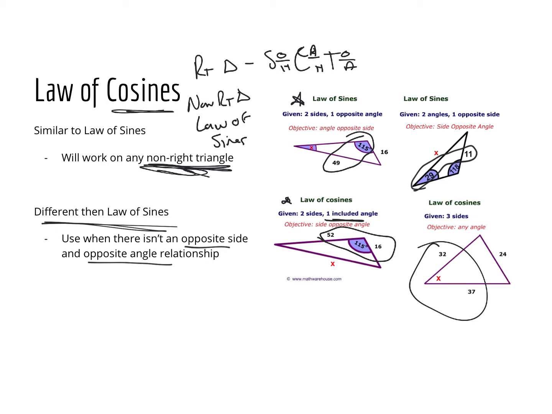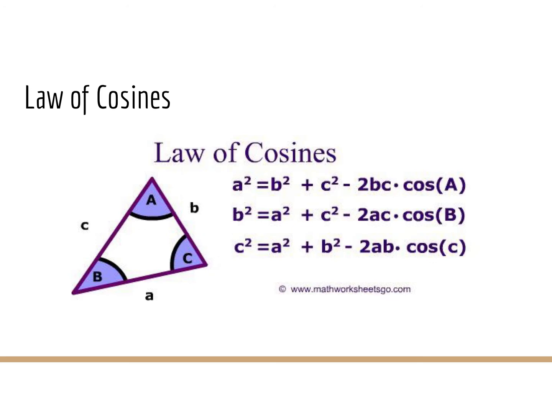So I still need a little bit of information. So it's going to be one of these things. So again, non-right triangle. If I have an angle and the opposite side, I can do law of sines. If I have this situation, that's where law of cosines comes into play. So basically, if I don't have this, I'm trying to use cosines. Okay, so law of cosines says this.